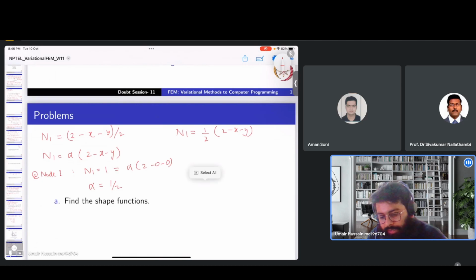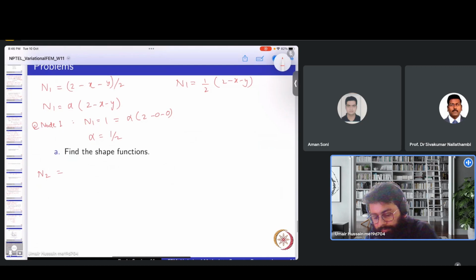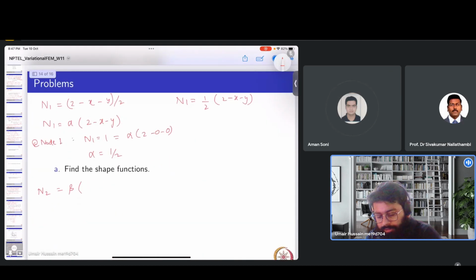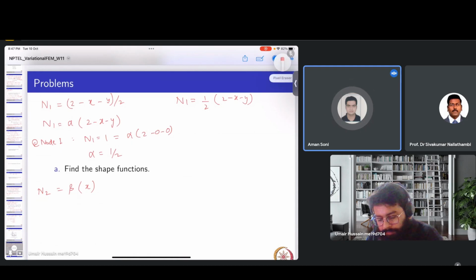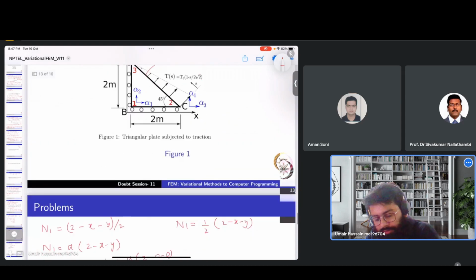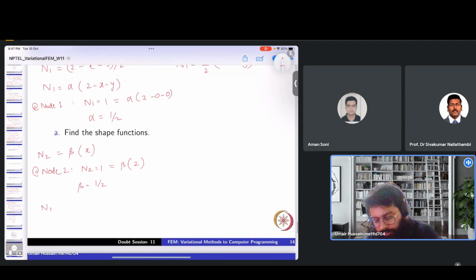Then for N2 and N3, we can do the same, right? N2 should be some constant times the equation of line 1-3, and line 1-3 is x equals 0. So it is simply x by 2 now. N2 equals beta times x. If we substitute the value at node 2, at node 2 we have N2 equals 1 equals beta times 2. So beta equals half. So N2 equals x by 2.